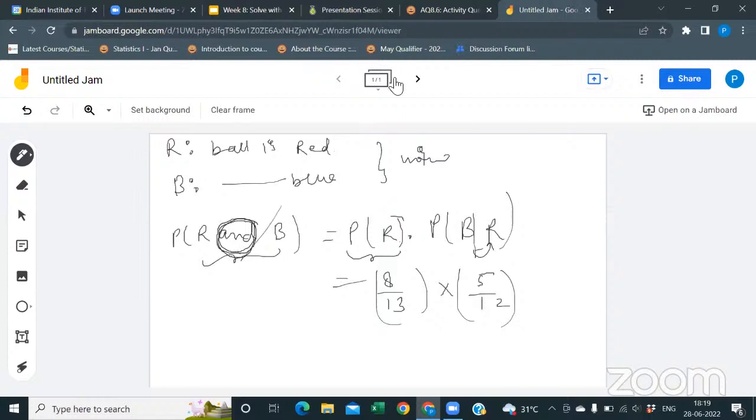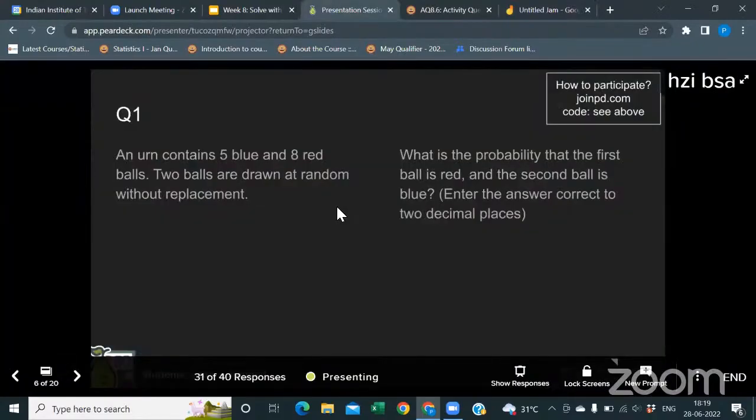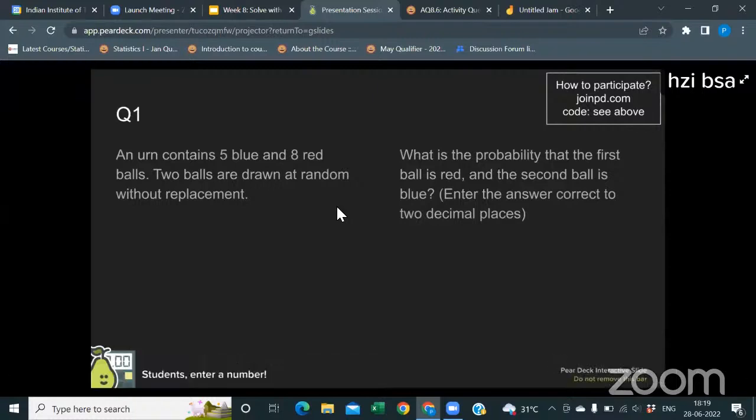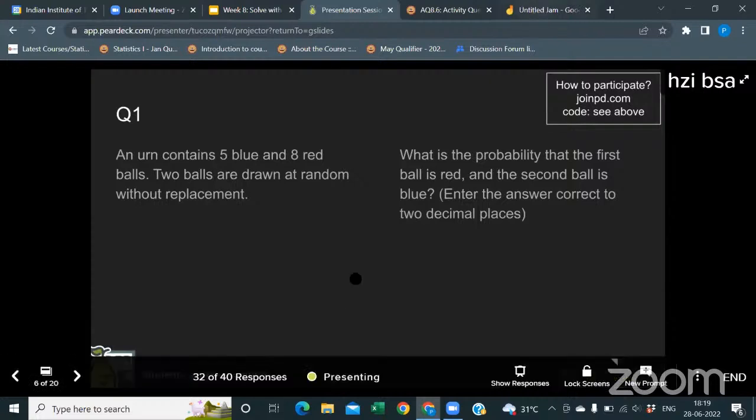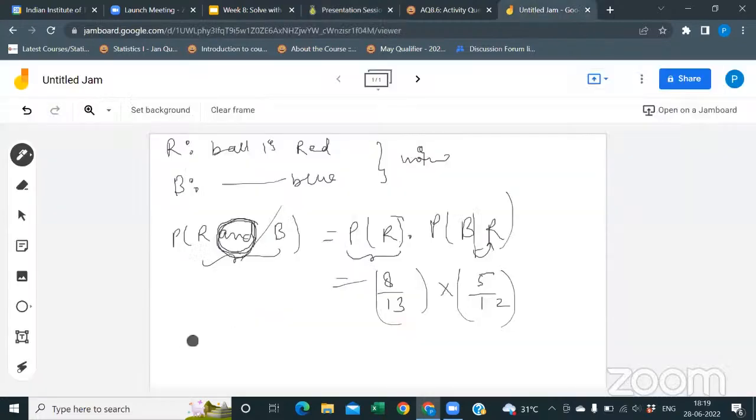Sir, I have a question too. Sir, can you hear me? Yes, please. For this question, they ask that the first ball should be red and the second ball should be blue. Let us say if they asked first ball is blue and second ball is red, we'll still get the same answer, right? Yes, you will get the same answer.